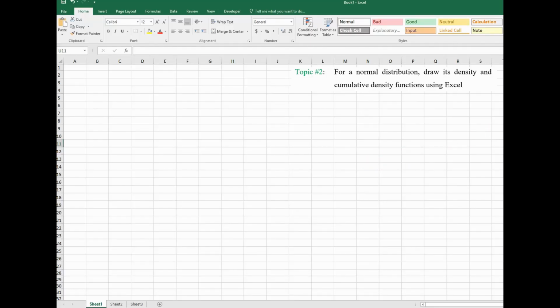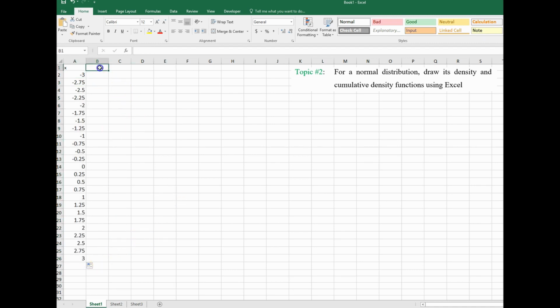This is topic number 2. We are going to use Excel to draw the standard normal density distribution and the cumulative standard normal distribution. So first, we enter the X value. Let's use -3 up to +3, and we're going to use 0.25 as our incremental value. Okay, so let's copy and paste.